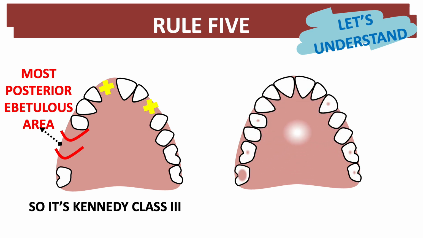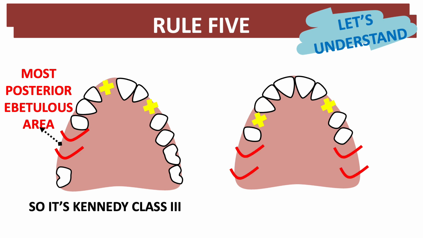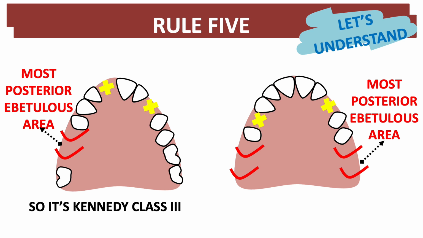In the next figure, as you can see, we have some posterior and some anterior teeth missing. In the yellow cross, we have an anterior edentulous area, and in the red tick, we have a posterior edentulous area. The red tick one was the most posterior edentulous area. So this is Kennedy's class 1: bilateral edentulous area posterior to the remaining natural dentition. And what about the anterior edentulous area? I'll tell you in a later video.